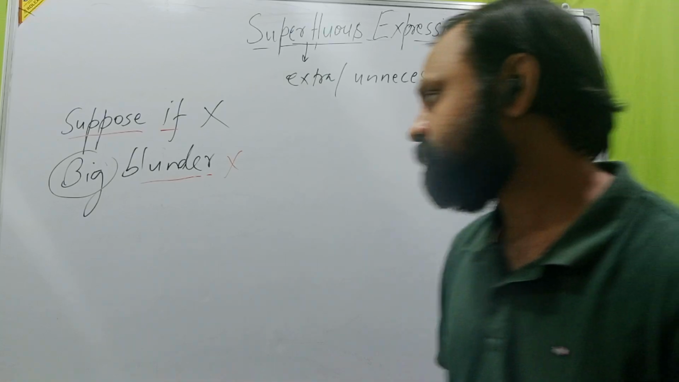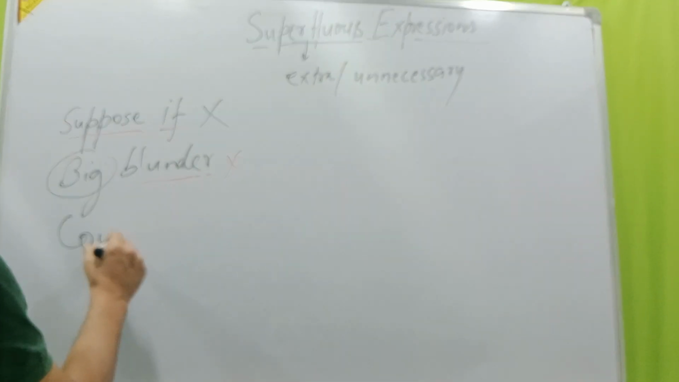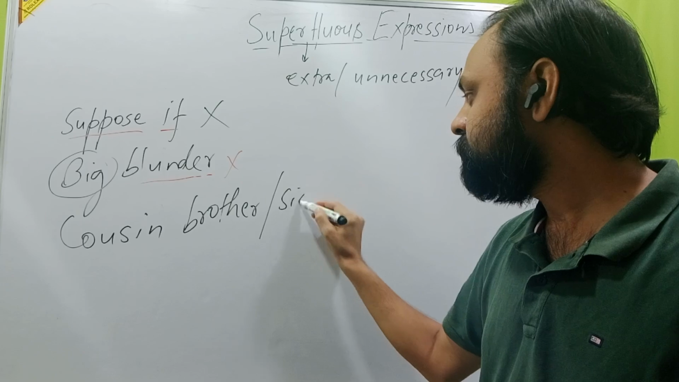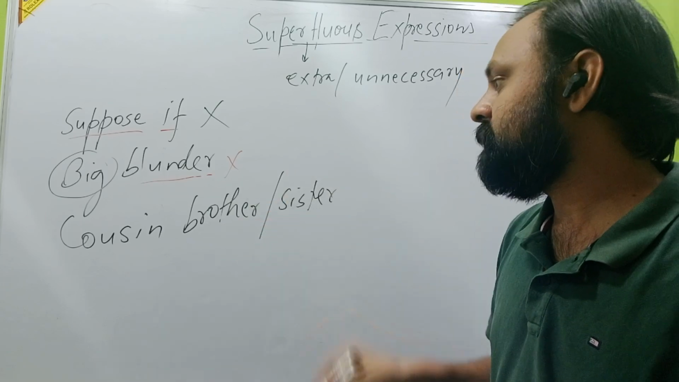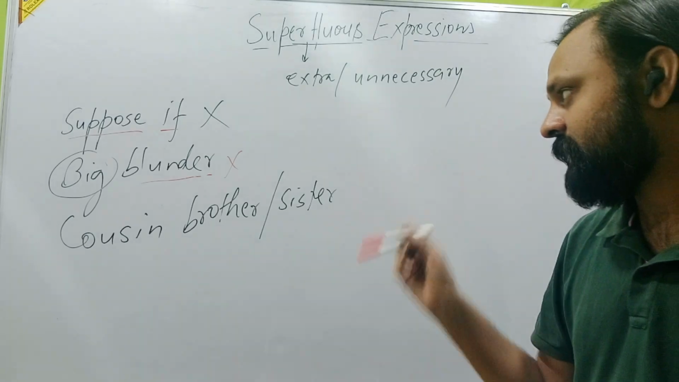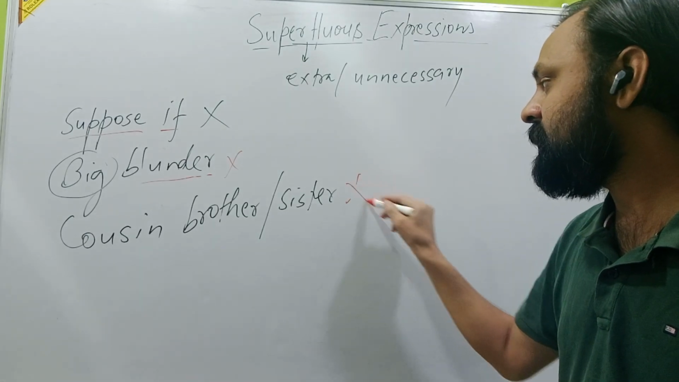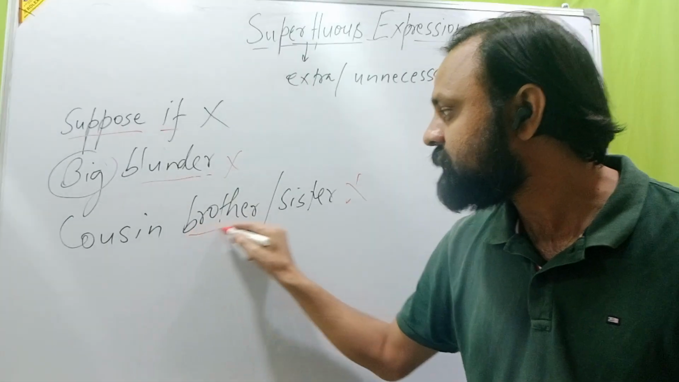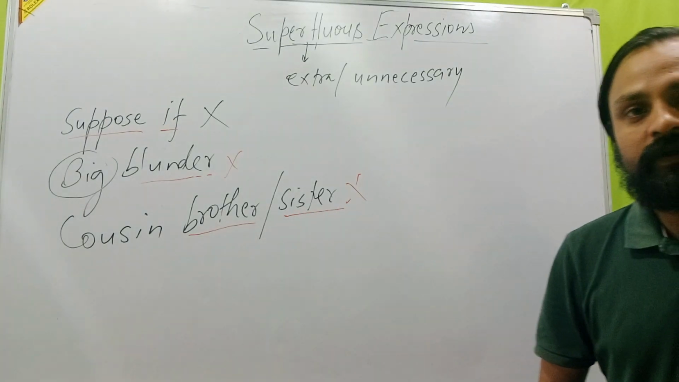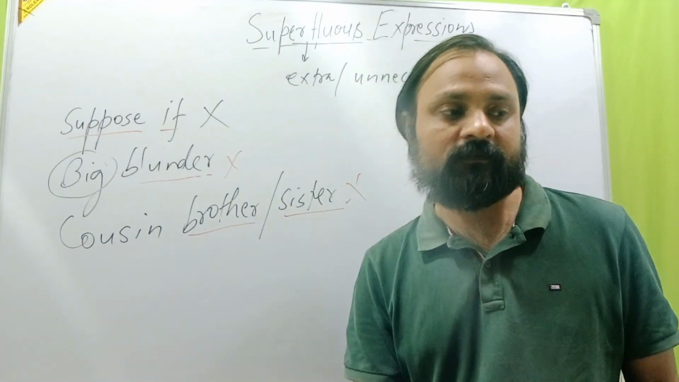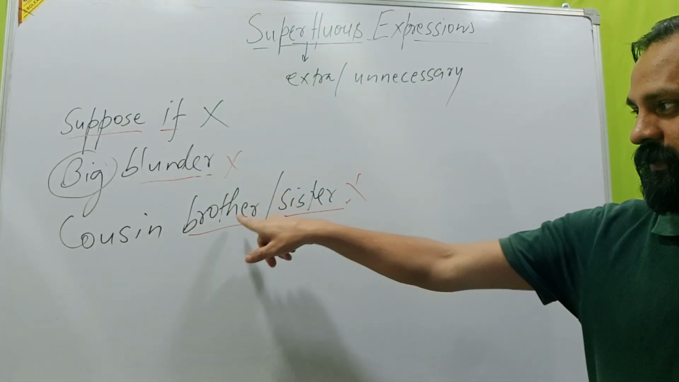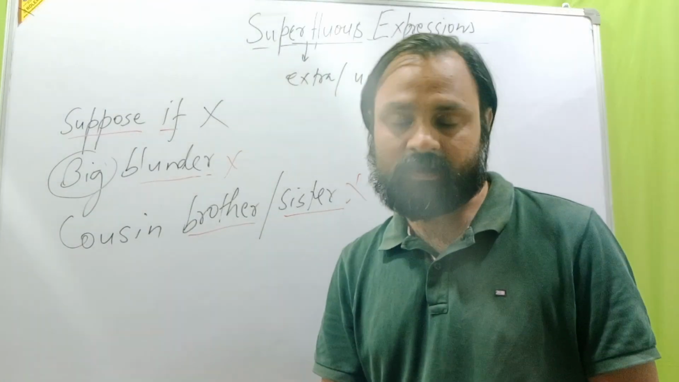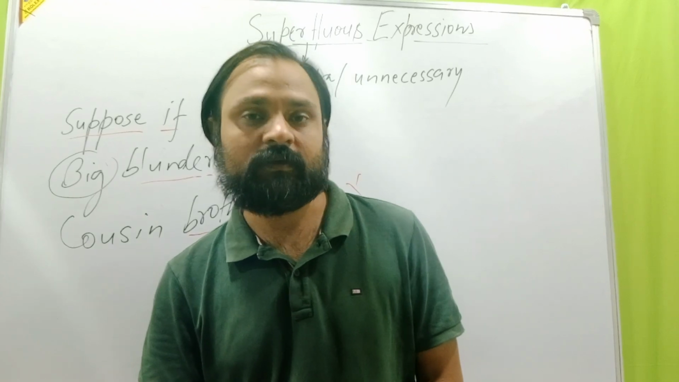Big blunder is nothing. The next expression is cousin brother or cousin sister. So this is very frequent. We Indians tend to talk like this. Like we tend to say he is my cousin brother or she is my cousin sister. But this use of brother or sister is not required when you say cousin. So cousin in itself is sufficient. Using brother and sister after this word is not required. So you simply say that he is my cousin, she is my cousin. No need to add brother or sister after that.